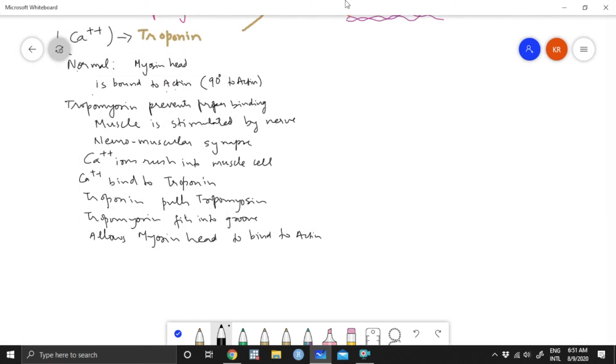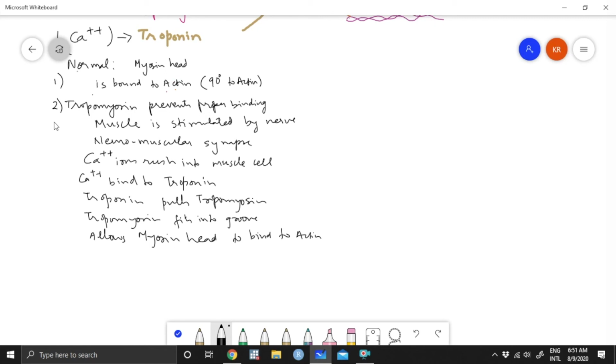So let us repeat, these are the steps. Under normal conditions, actin and myosin are associated with each other. Although we are saying that they are bound to actin, there is a certain distance between the two which doesn't allow them to bind. And remember that the myosin head is at 90 degrees to its own tail. The reason why the proper binding is not being allowed is because tropomyosin is there.